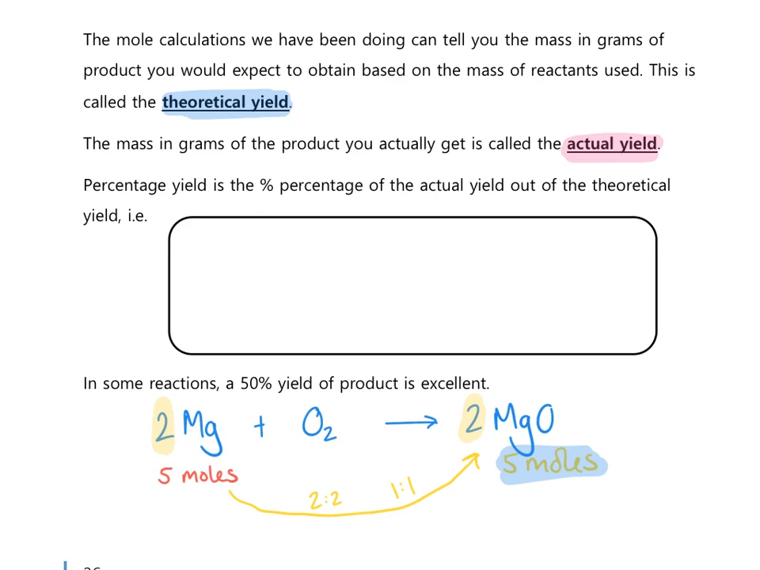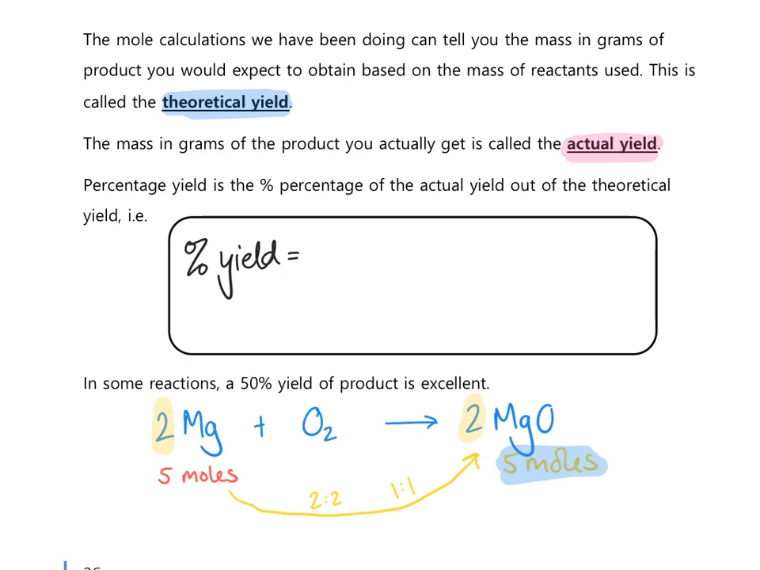So the actual amount of product that we get is what we call the actual yield. So just as the name suggests, the actual yield is how much we actually get. The theoretical yield is how much we would expect to get in theory if the conversion was 100%. And then to work out the percentage yield, we've got a very, very simple calculation.